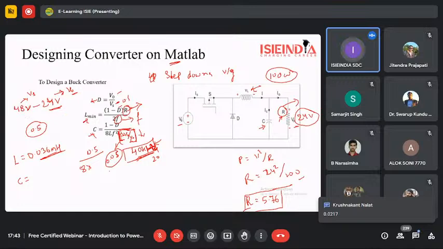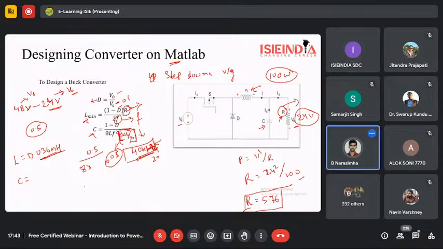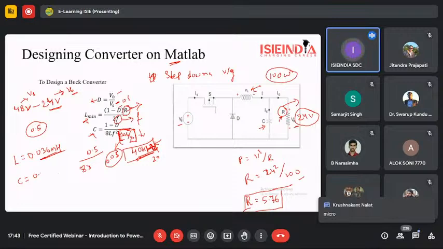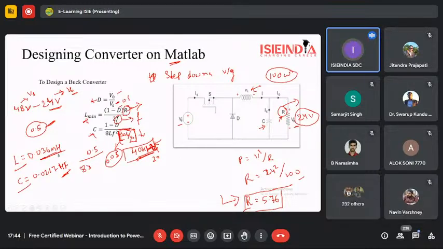Yes, 0.0217, micro or milli? Micro. So it is 0.0217 microfarad. Is it right? Yes, sir. So we have calculated the values of L and C, and we have D, which is 0.5, and the value of R is 5.76. Just remember these values.